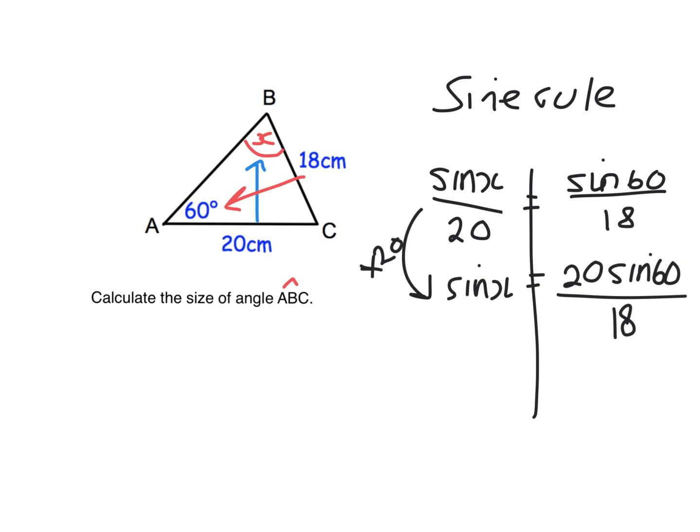Now I'm going to leave that on my calculator stored. It's coming up as 5 root 3 over 9. And I just want to know what X is. So to figure out what X is, I need to get rid of this sine by doing inverse sine. So I'm just going to press on my calculator, inverse sine of answer. And I get that X is 74.2.